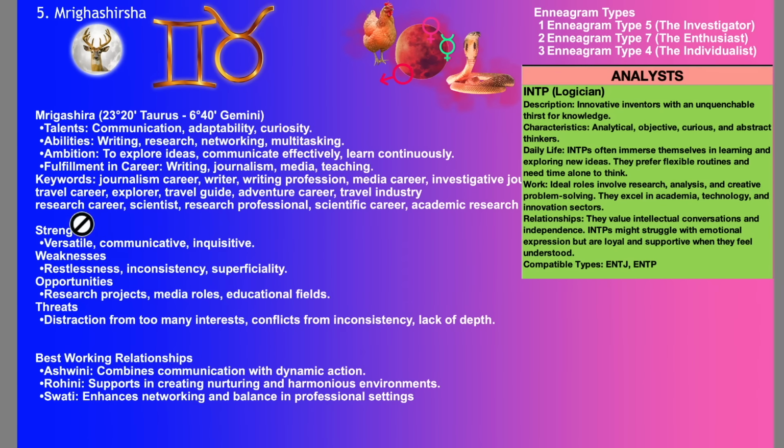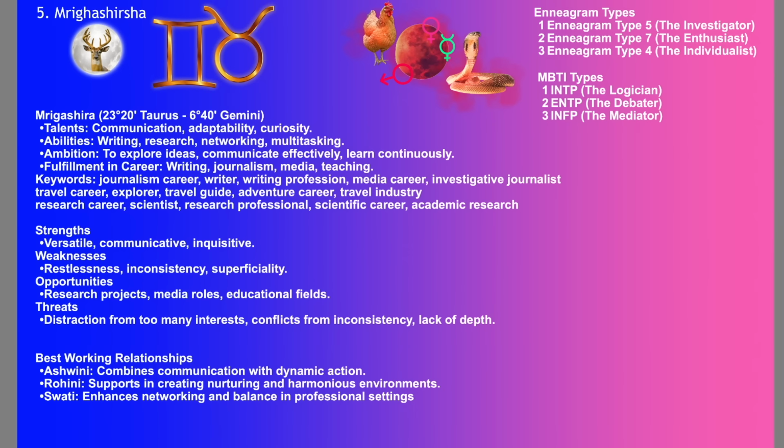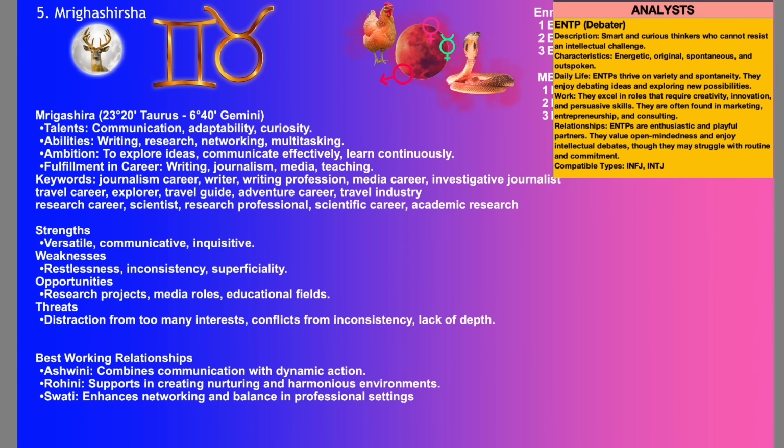There you go. So there's the career path for you. Research career, scientist, research professional, scientific career, academic research, and so on. That's INTP. That's number one. Number two, ENTP. ENTP are essentially analysts again, but this one is a debater. Smart and curious thinkers who cannot resist an intellectual challenge. Journalism, media, teaching.